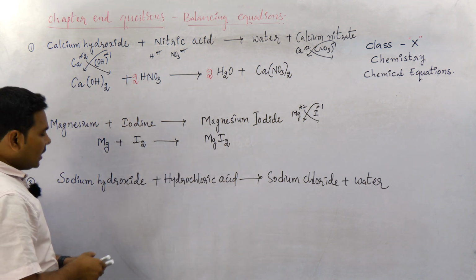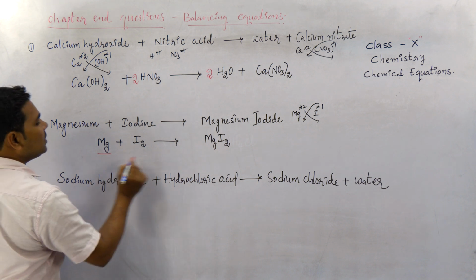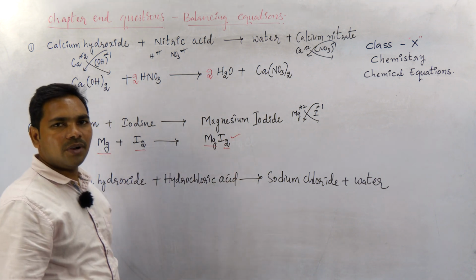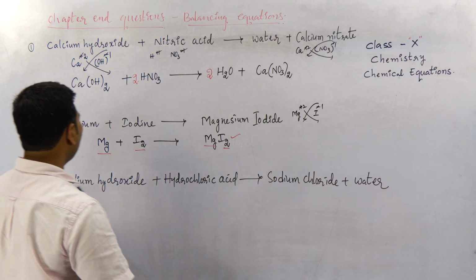And you see, it is itself a balanced equation: 1 magnesium, 2 iodines. MgI2 is magnesium iodide, balanced, right? It's done.